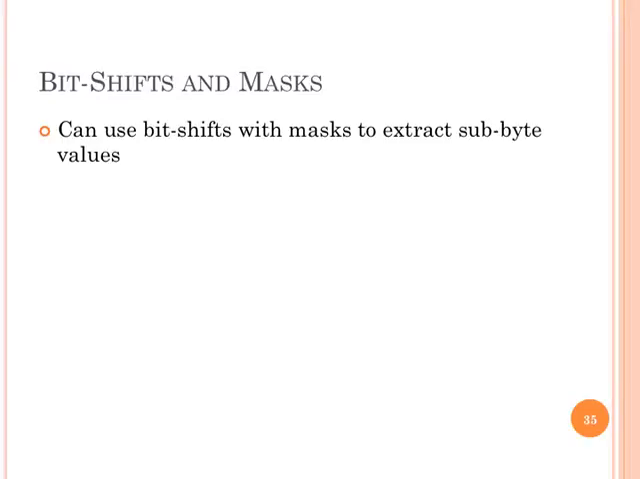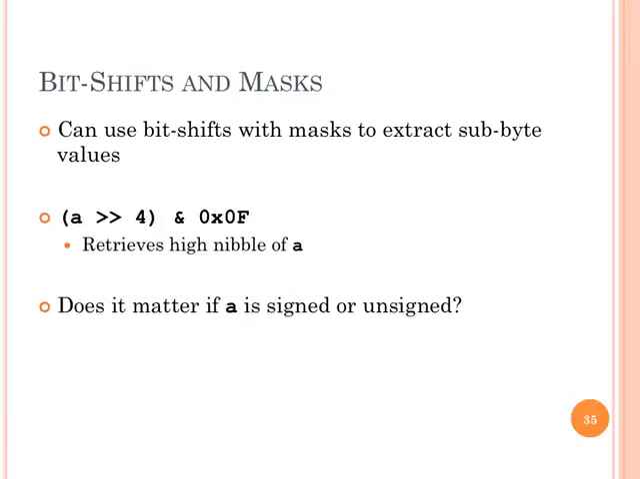Let's see, yeah, so we can use bit shifts and masks to extract values. So A >> 4. Notice I'm shifting A right by 4 bits. Presume that A is an 8-bit value, so I'm shifting it right by 4 bits. Now I only have the 4 bits in A that were the top nibble, and then I bitwise AND that with 0F. Okay, so I can certainly do something like that to get the high nibble of A. And here's a question. Does it matter if A is a signed or unsigned char in this bit of code?